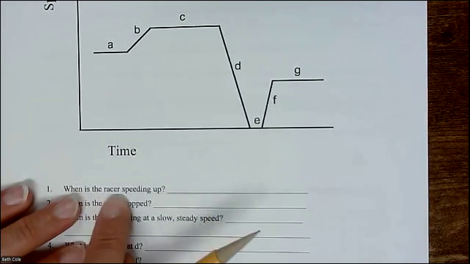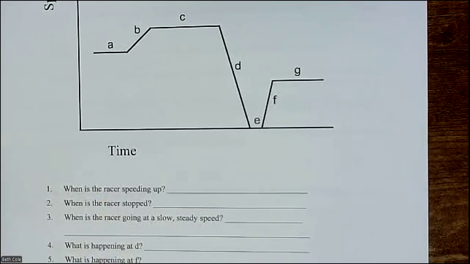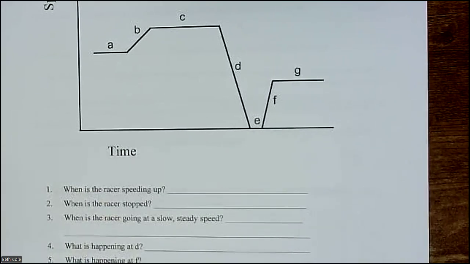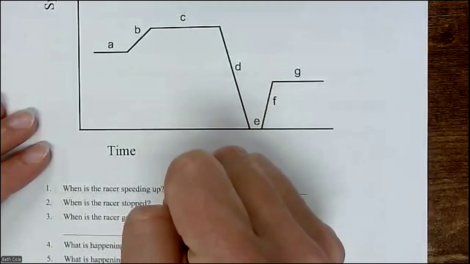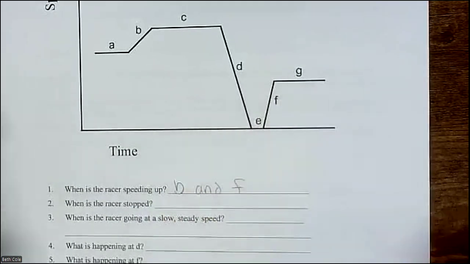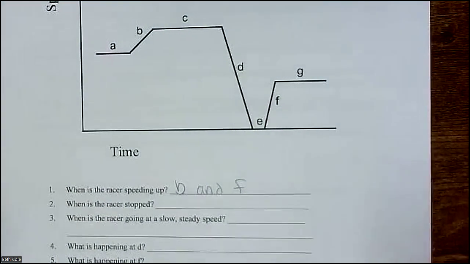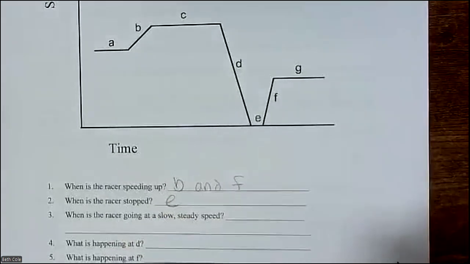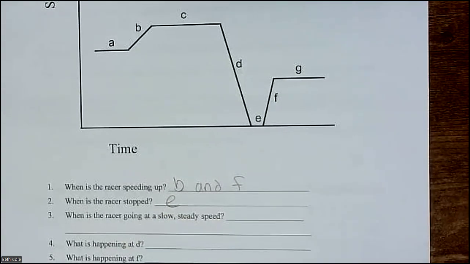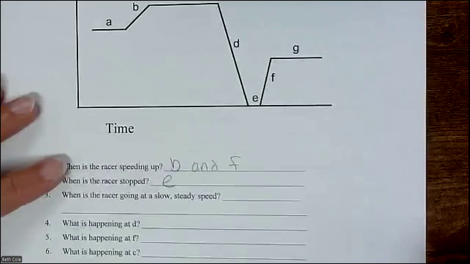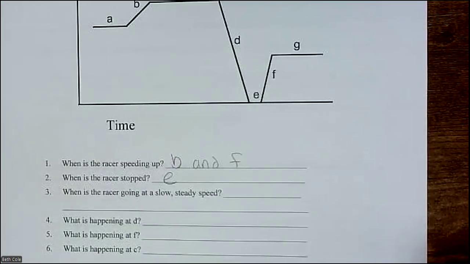Okay. When is the racer speeding up? There are actually two intervals where this person is speeding up. What do you think? B and F. Very good job. Where the speed is going up. When, again, looking for a letter here, is the racer stopped? E. Why E? They're at 0. No speed. Good.